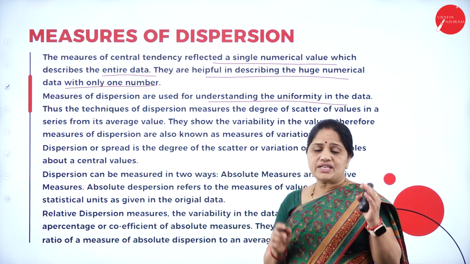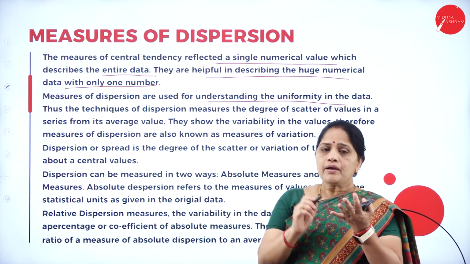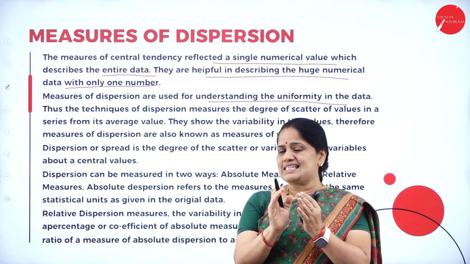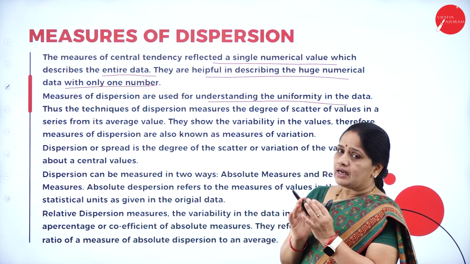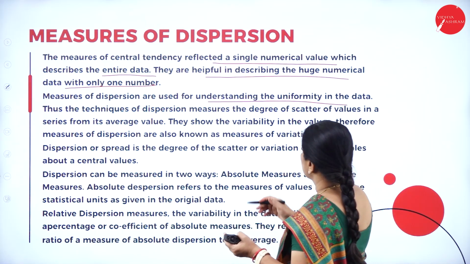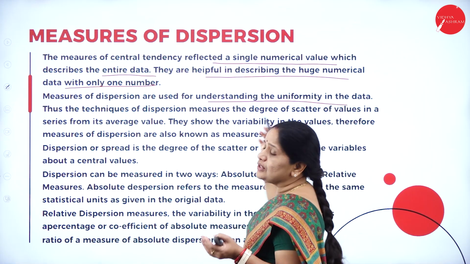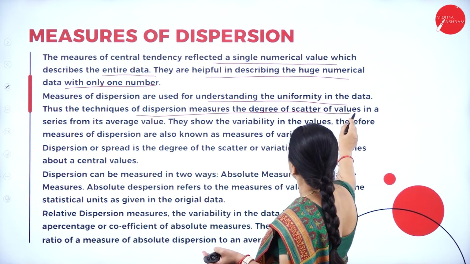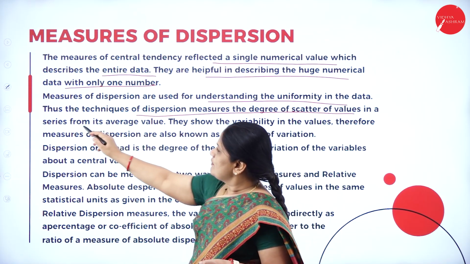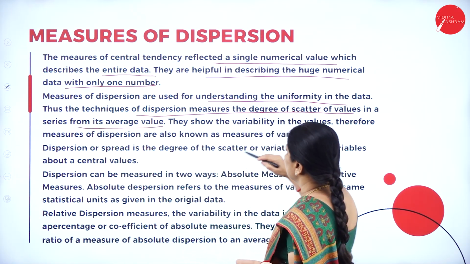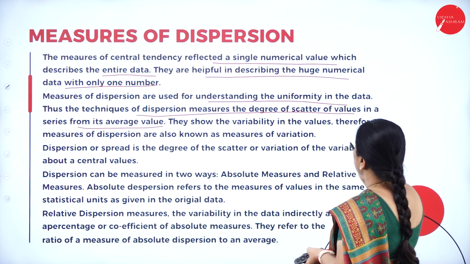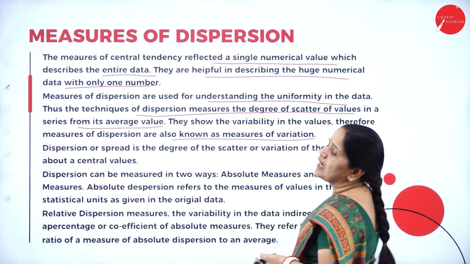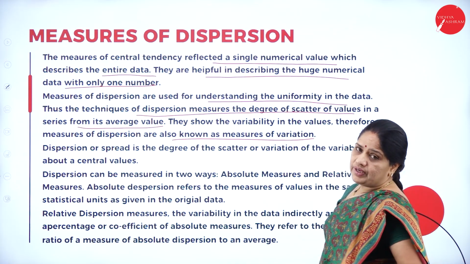So we know that the measures of central tendency, that is the mean, median and the mode, they all tend to fall in the center of the given data. Now these measures of dispersion are used for understanding the uniformity in the data. Thus the techniques of dispersion measure the degree of scatter of values of series from its average value. They show the variability in the values. Therefore, the measures of dispersion are known as the measures of variation.